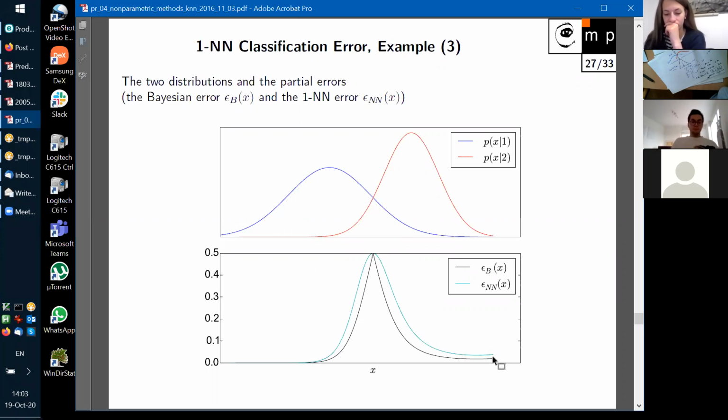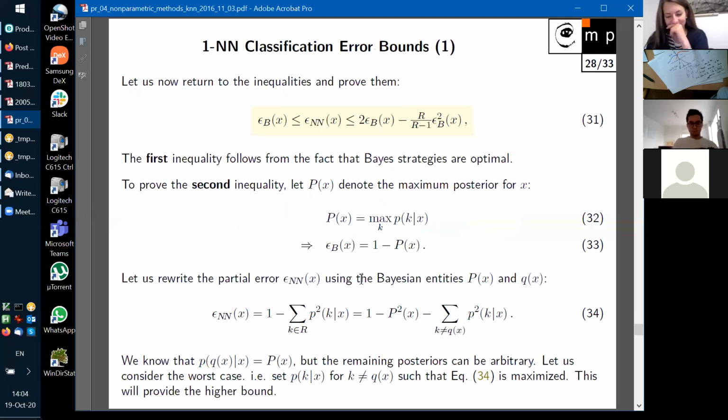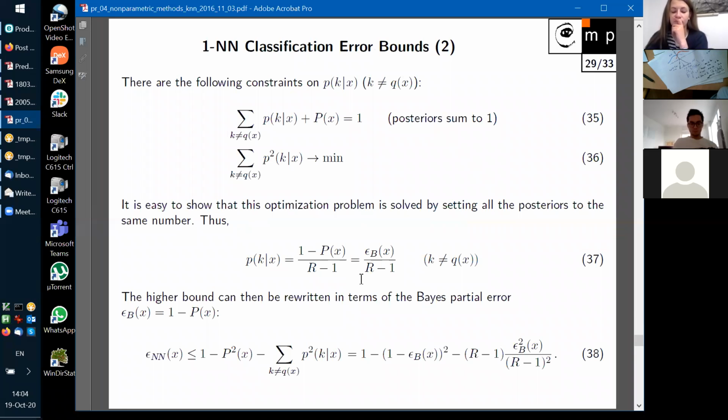And for the very clear-cut cases at the end, it's also almost the same. But at some intermediate points, the difference is substantial. And okay, this is more a generalization of the result for R classes. We don't have to go through that.